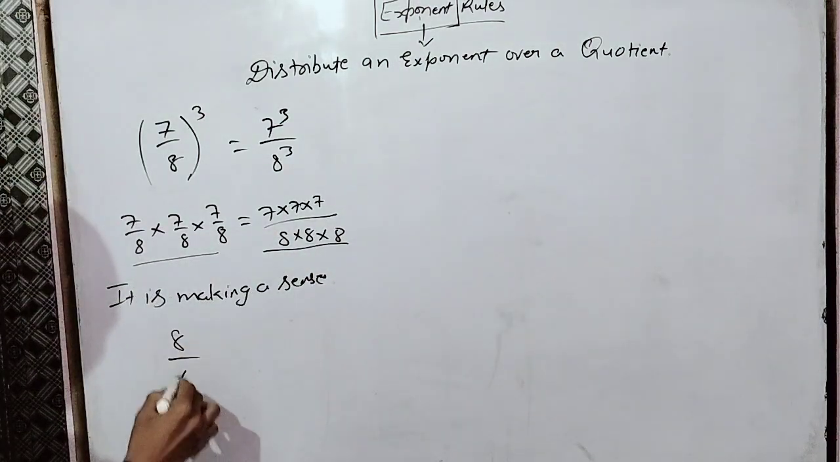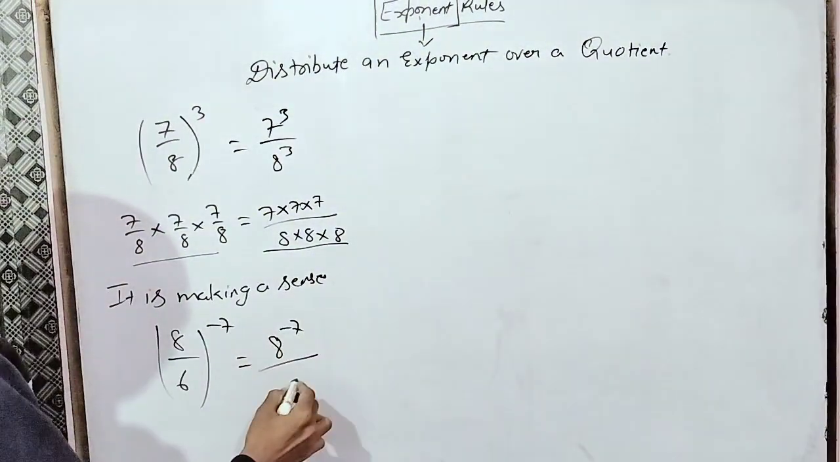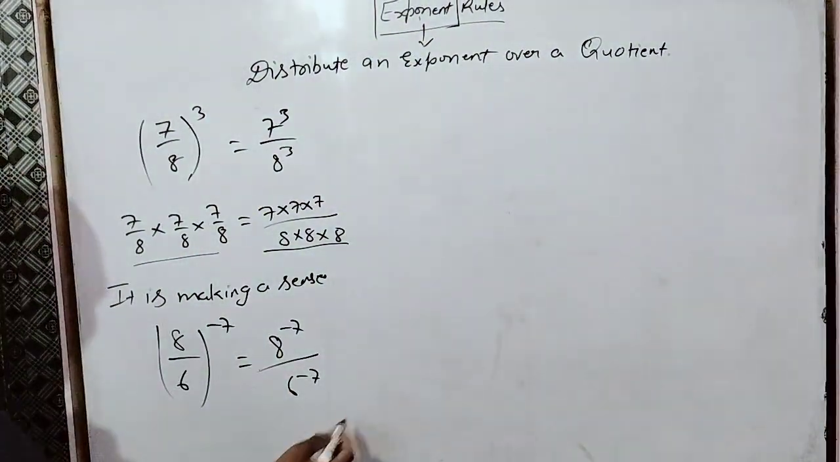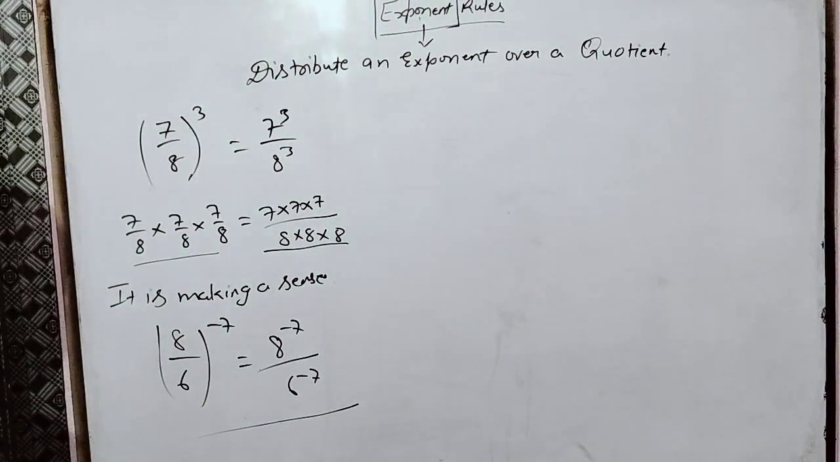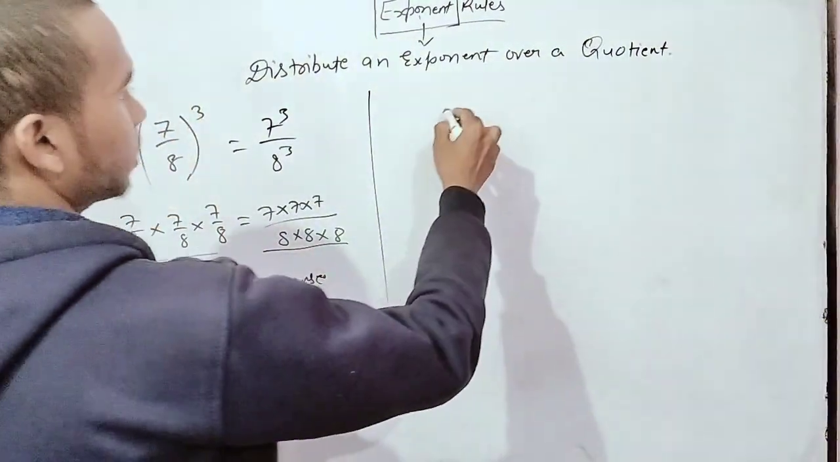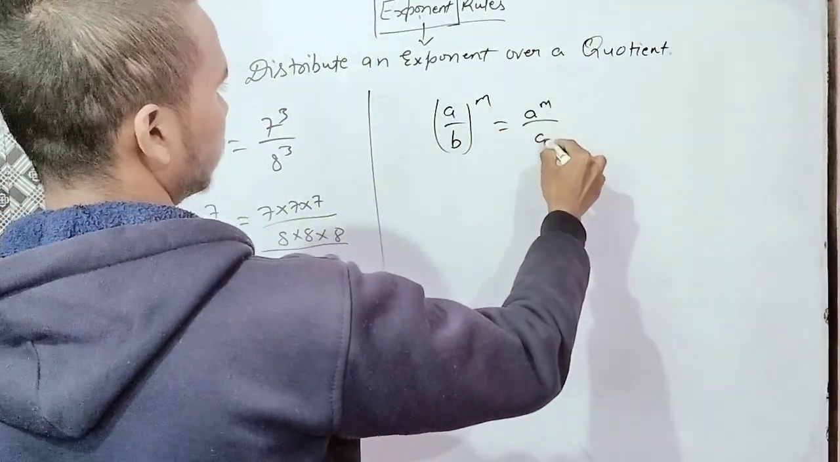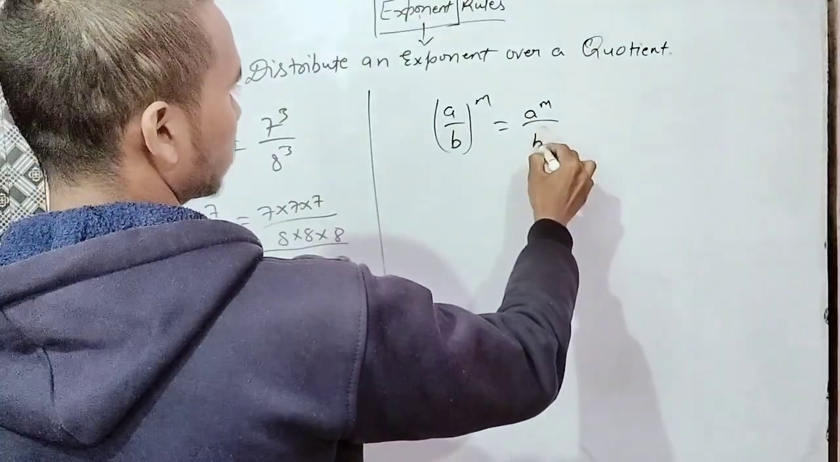You have 8 by 6 with minus 7. So you will write like that. In alphabet, A by B with exponent is with A. It can be written like that.